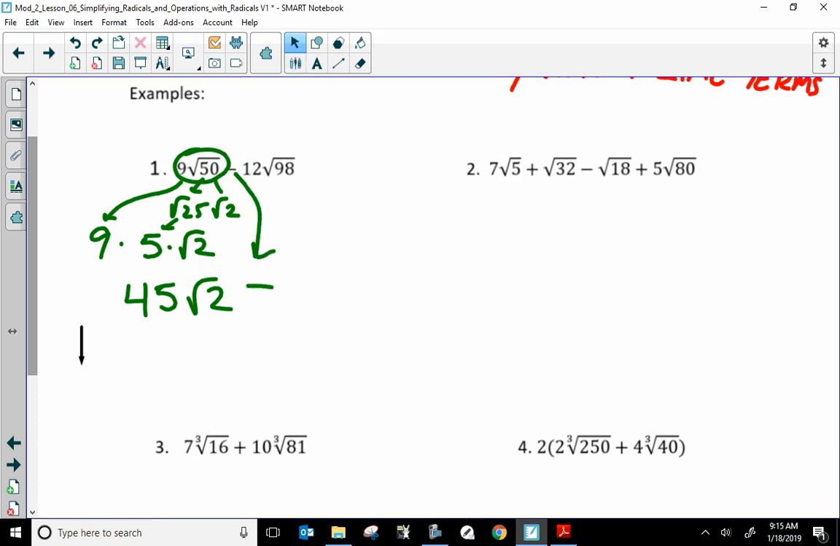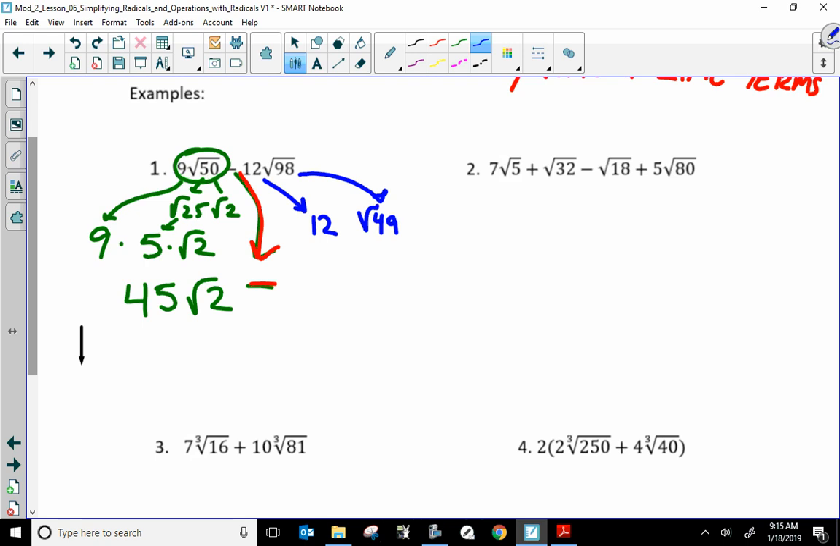Minus. Let's do this in another color. If I can simplify this, my 12 comes for the ride. 98 is radical 49 times radical 2, and the square root of 49 is 7. So I have 12 times 7 times radical 2. That gives me, any takers? 84 radical 2.